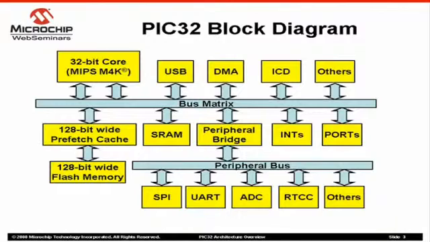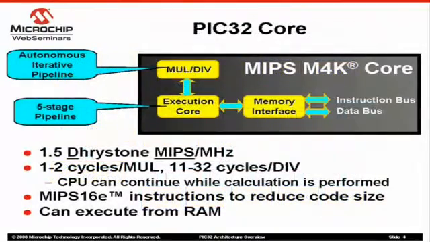Now let's review the block diagram one section at a time. We will begin with the core. Here is the inside of the M4K core. The M4K core uses a 5-stage execution pipeline. This means that each instruction is executed in 5 different stages. Once the pipeline is full, the M4K core executes one instruction per CPU clock.